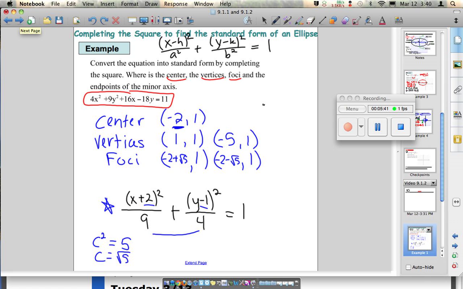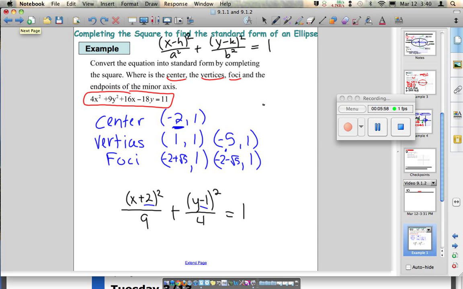Okay, so I have to find the c value. And I should check the decimal, and I should make sure that negative 5 is outside of negative 2 minus the square root of 5. If it's not, then I made a mistake. Those are my foci. Now the last thing is the minor axis.